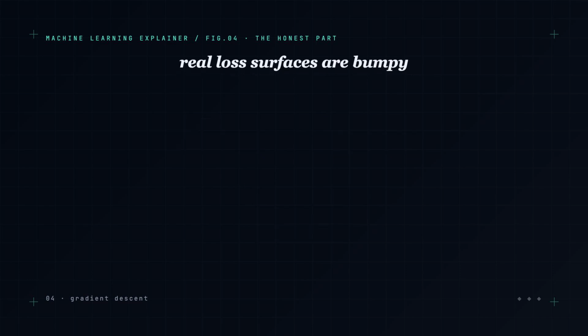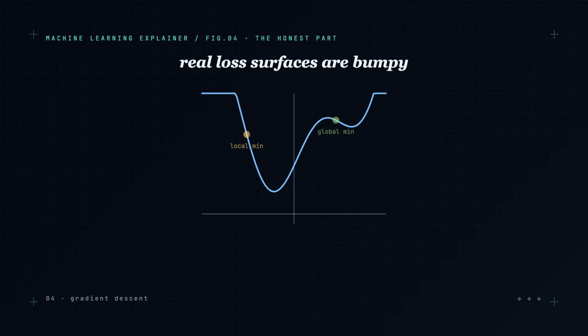Now, the honest part. That perfect bowl was a lie I told you to build intuition. Real loss surfaces with millions of weights are wild and bumpy, full of local minima, little dips that aren't the true bottom. Gradient descent can get stuck in one. But here's the surprise from practice. In very high dimensions, most of these dips are good enough. You rarely need the perfect minimum, just a low one.